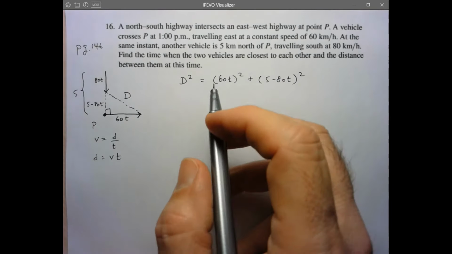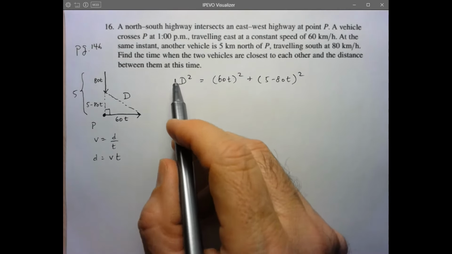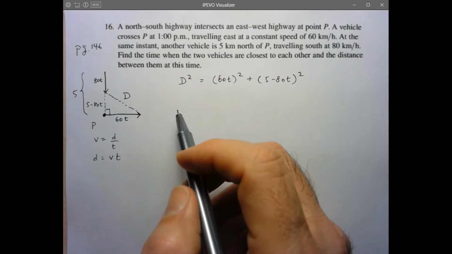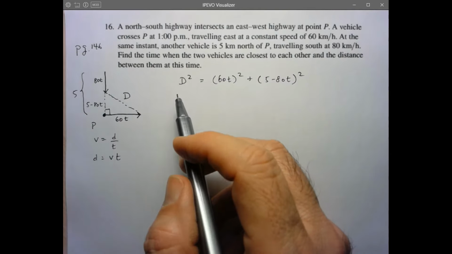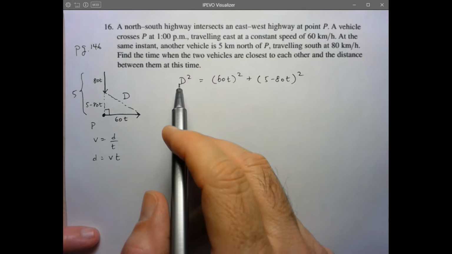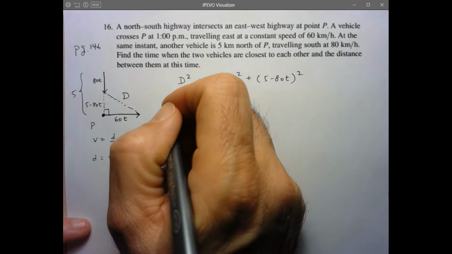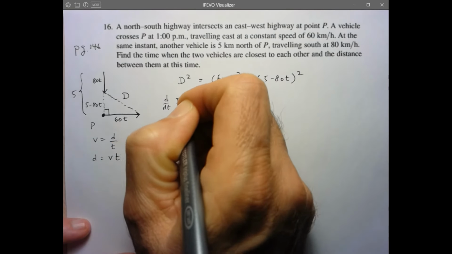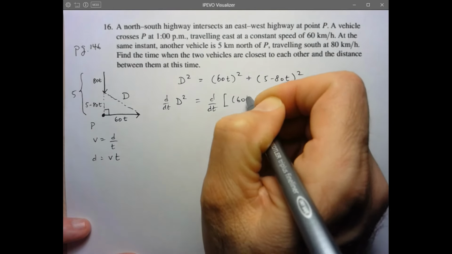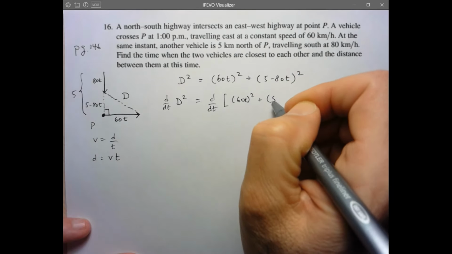Now, had we been doing this problem before we had looked at implicit differentiation, I would have solved for d here. All right. But since I'm doing this video after we've looked at implicit differentiation, I'm going to use implicit differentiation here. So I'm actually not going to solve for d. It'll avoid having to deal with square roots. All right, so what I'm going to do now is take the derivative with respect to time of both sides. Normally I probably wouldn't write this step here, but just so that it's very clear what I'm doing.